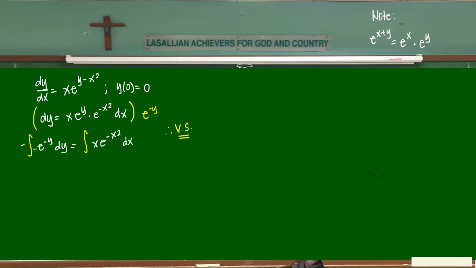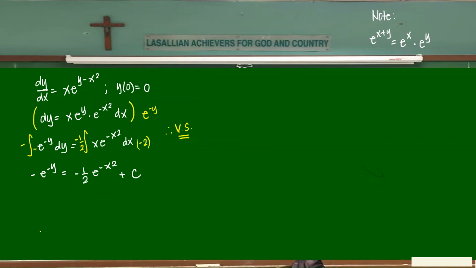If the u is negative x squared, what's the du? So here, I need a negative 2. May x na ako eh. So I need a negative 1/2 there outside. Tama? Yes. So integrating this one, it just becomes negative e to the negative y is negative 1/2 e to the negative x squared plus c. Tama ba?